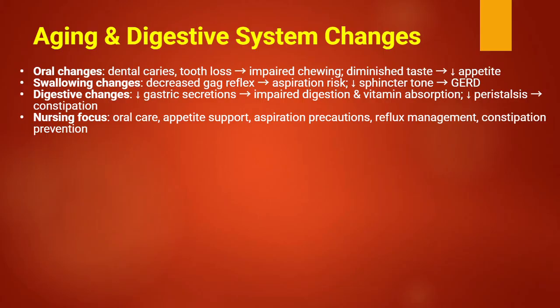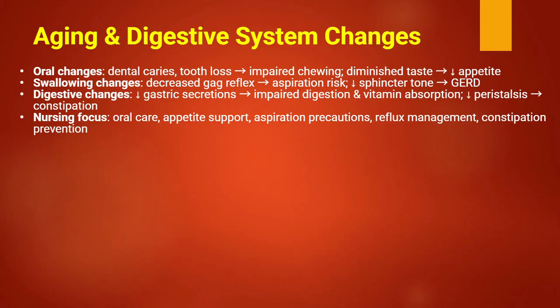As the body ages, the gastrointestinal system also undergoes changes that can affect digestion, nutrition, and safety. First, dental caries and tooth loss are common in older adults. When teeth are missing or painful, chewing becomes difficult, which limits food choices and can lead to malnutrition. Dentures can help, but they may not fully restore chewing efficiency. Good oral hygiene and routine dental care are vital for preserving function.